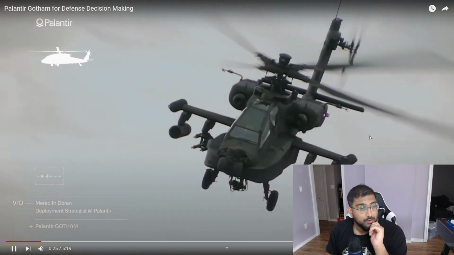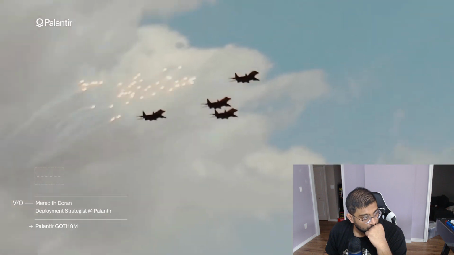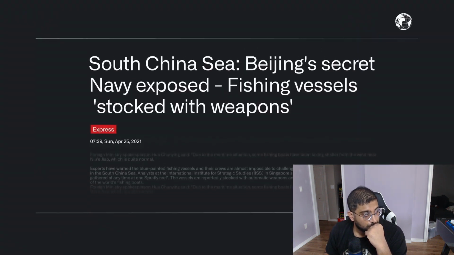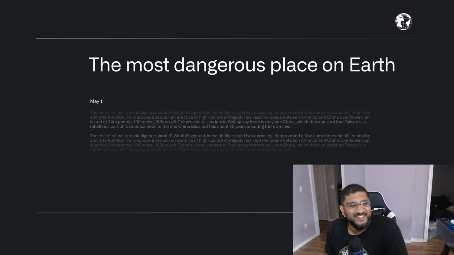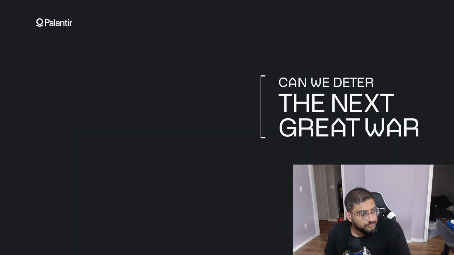And all that time, our near-peer rivals have observed our actions, learned our capabilities, and grown bolder. The South China Sea is heating up. Putin tells the U.S. A North Korean nuclear attack could be imminent. Tensions between the U.S. and Iran are near Taiwan as tensions escalate. Now that the focus is shifting to great power competition, the real question is, can we deter the next great war?